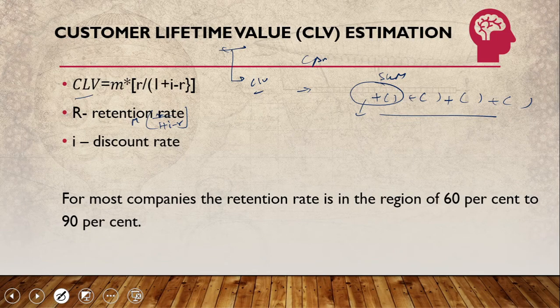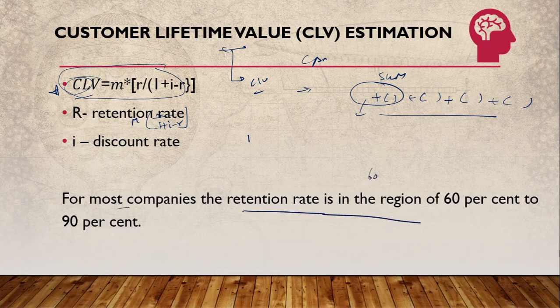So let us say M is 1, if your retention rate is good, then obviously your CLV will increase. Okay, so this is one equation you can remember. Generally, it is seen that for many companies, the retention rate varies from 60 to 90%. So once you have acquired a customer, there is a good chance that around 60 to 90% of customers will stay with you if you are doing good.